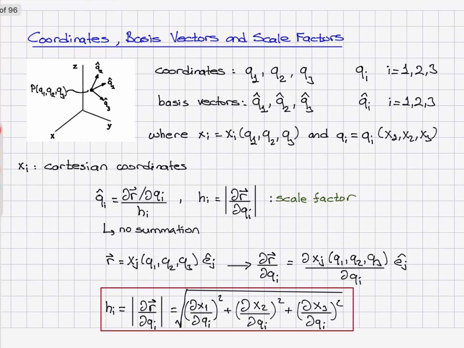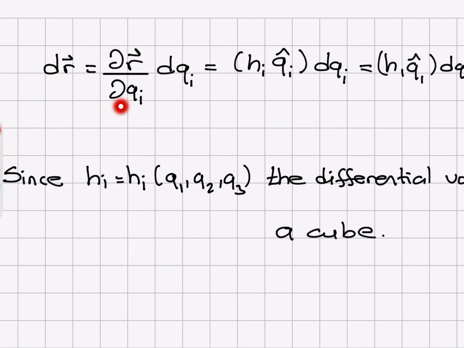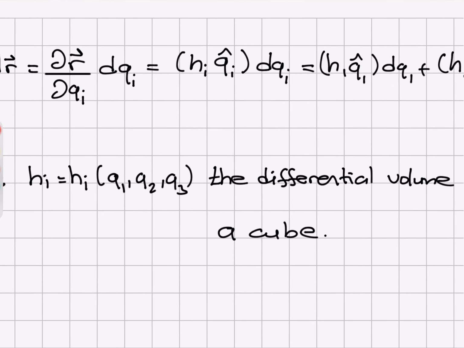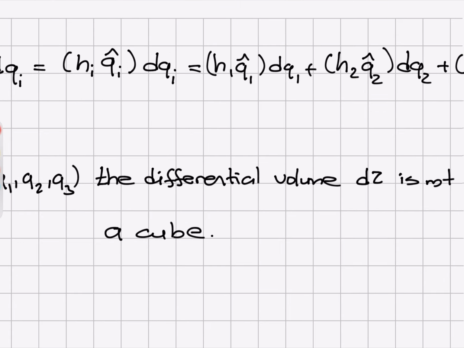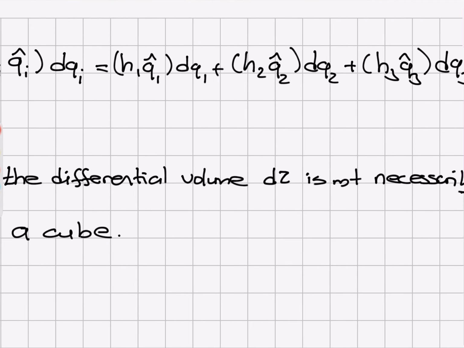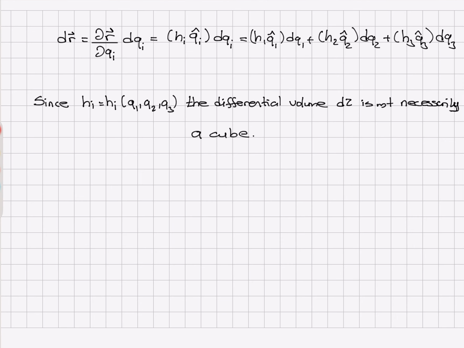Now if we have an infinitesimal displacement, it's the variation of a position vector with qi, del r del qi, multiplied with dqi. So this would be calculated as, because del r del qi is the scale factor times qi hat, h1 q1 hat dq1 plus h2 q2 hat dq2 plus h3 q3 hat dq3. All right, and these scale factors, hi, are also position dependent, so the differential volume d tau in our calculations will not necessarily be a cube.